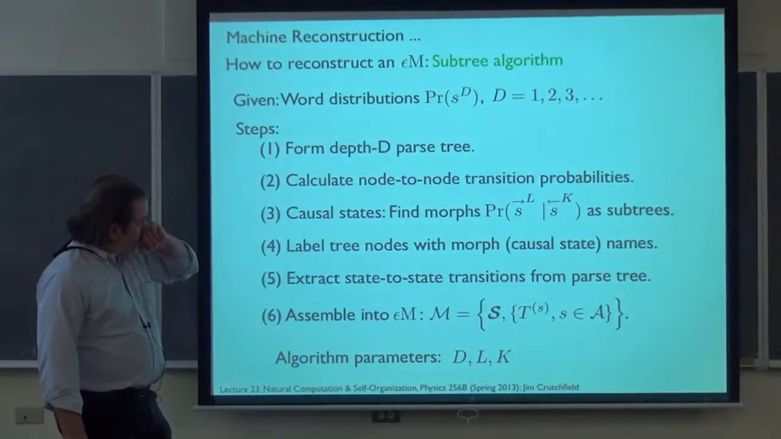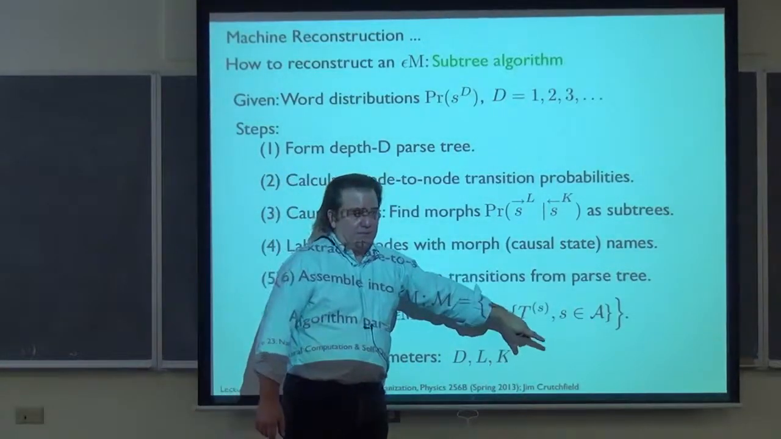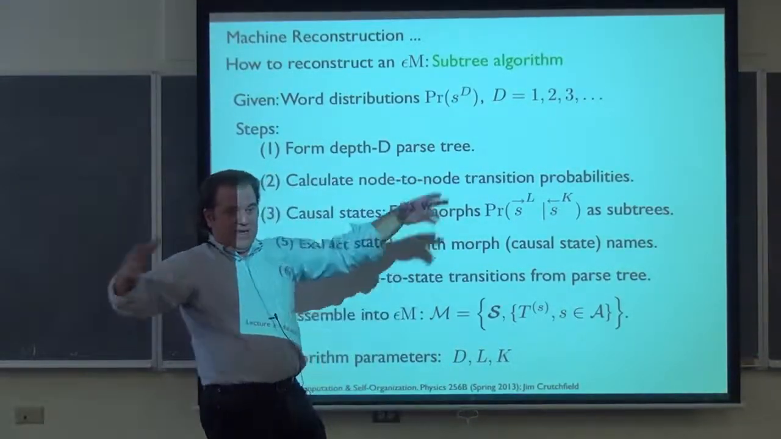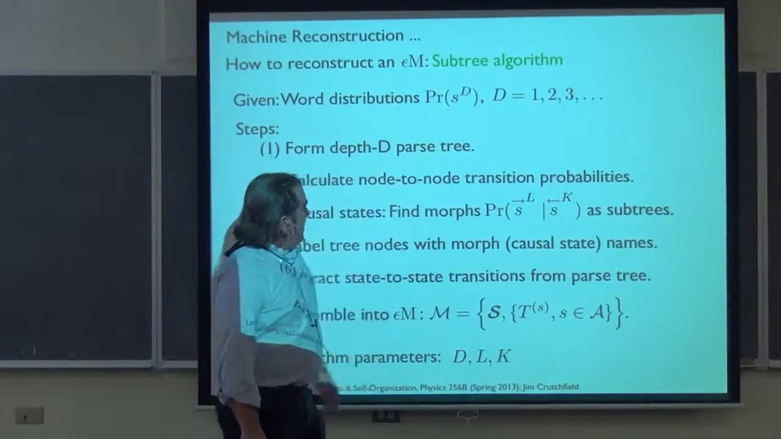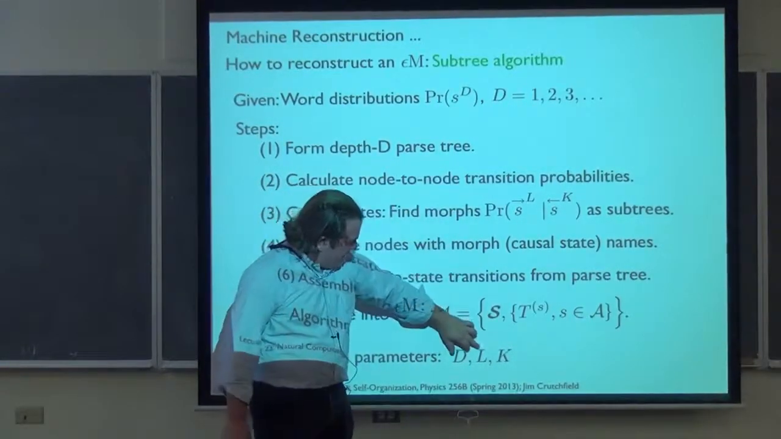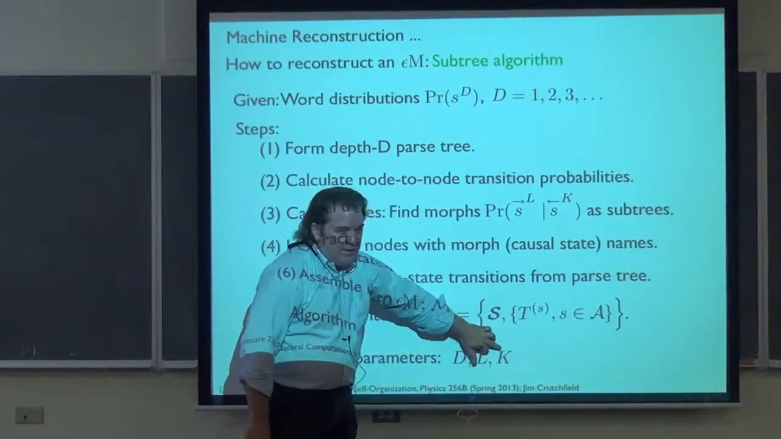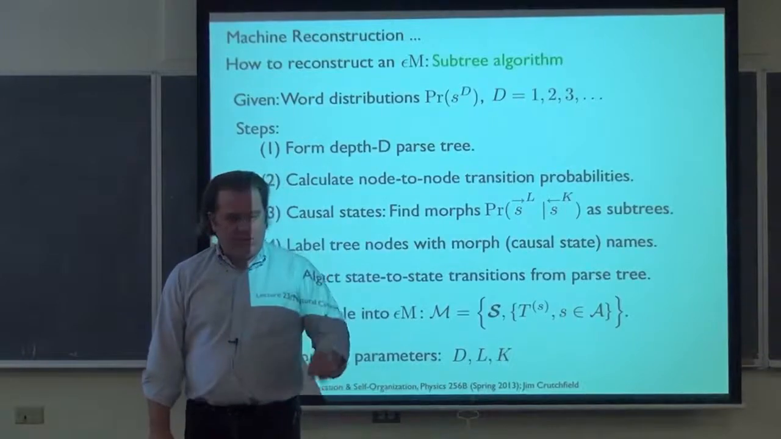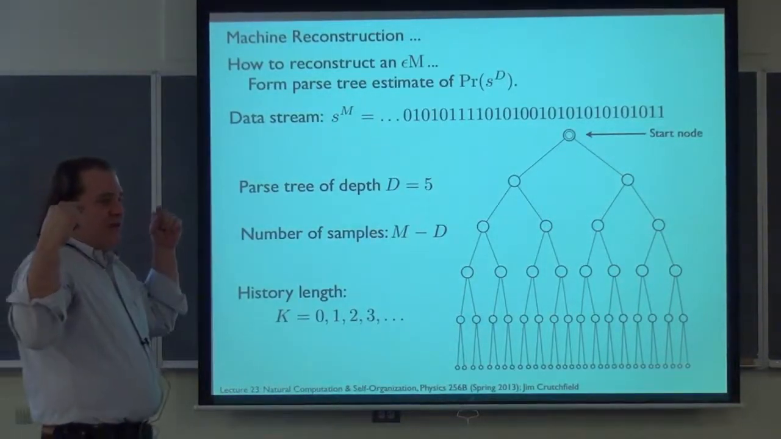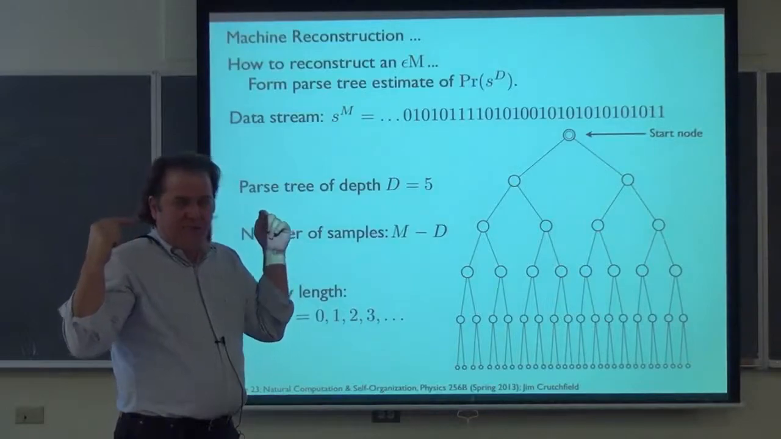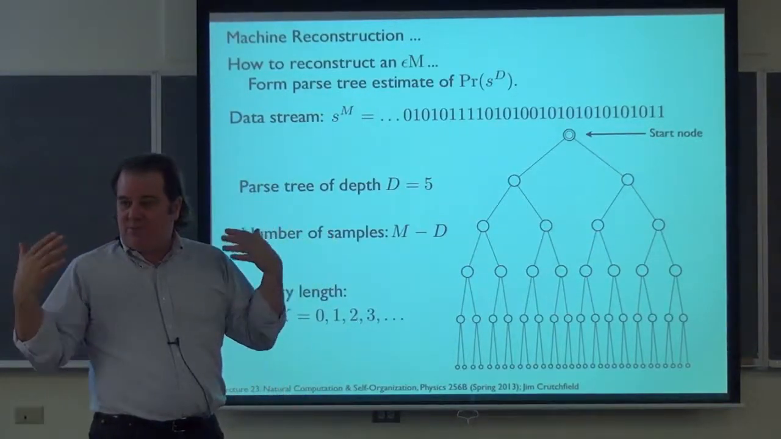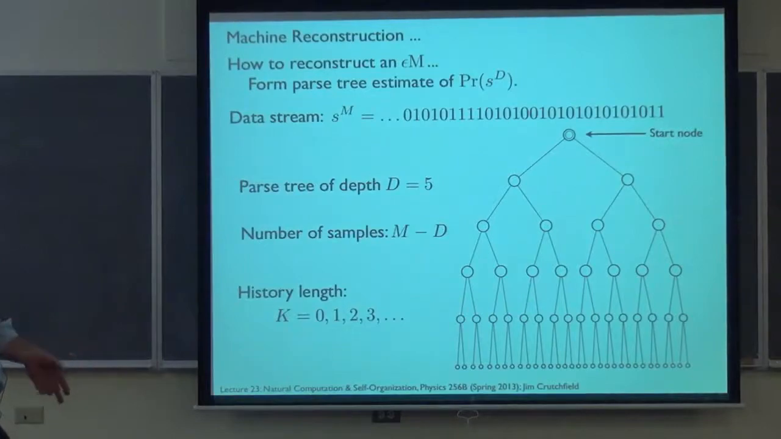In this particular algorithm, we have three parameters, like all algorithms. There's another one, of course, which is how long the data sample is, but I'm assuming you're going to give me the exact word distribution. So we have D, the depth of this parse tree, the number of steps we're looking into the future, and the number of steps we're conditioning on in the past. So three parameters. Okay, so how does this work? Again, you should think in your mind about what we're trying to do. The basis is just a direct implementation of the causal equivalence relation. We're comparing future morphs, so we have to make some choice about how we're going to do that comparison, over what length of futures and pasts.